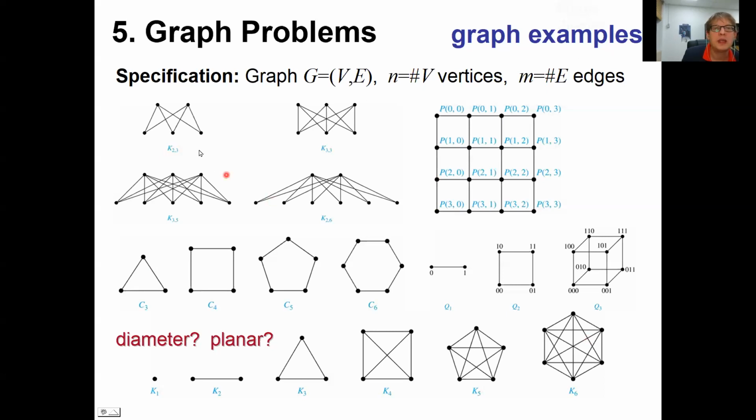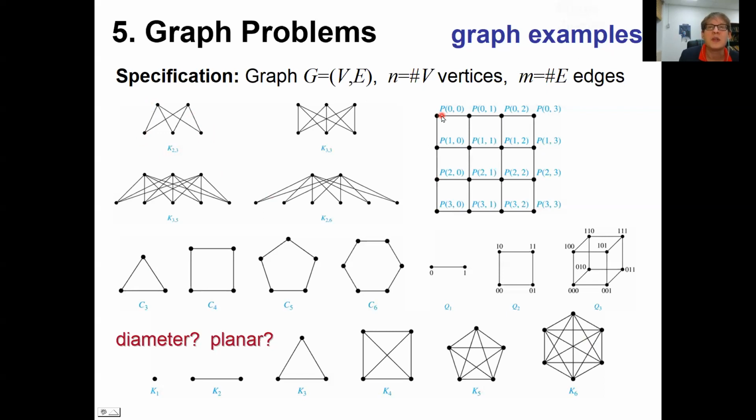Same here for the complete bipartite graph. All vertices in one group have the same degree. All vertices in the other group have another degree, possibly, but they all have the same degree. And same for the grid graph.